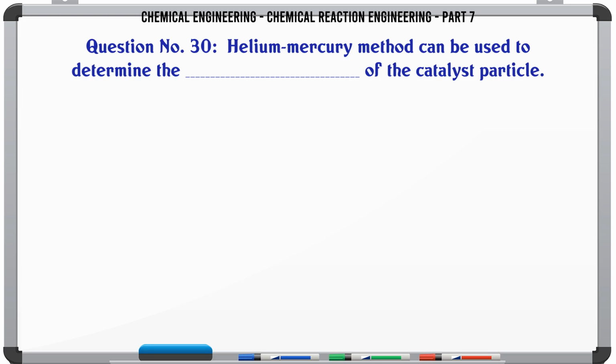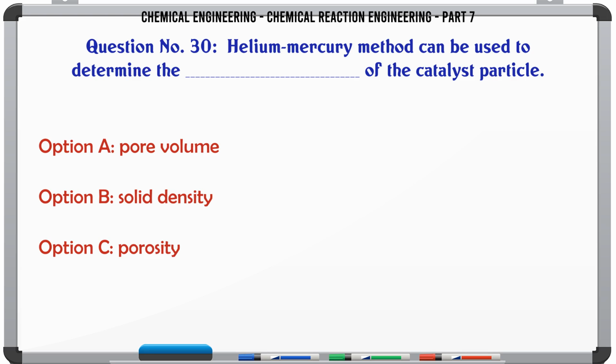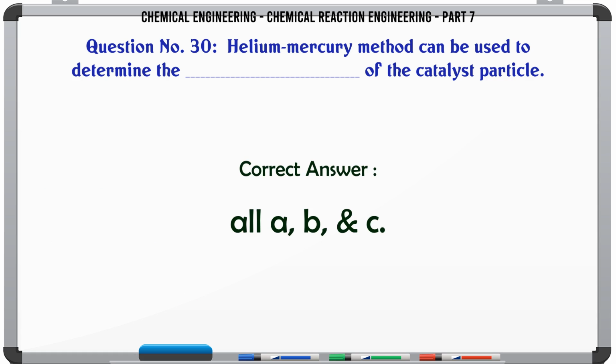Helium-mercury method can be used to determine the of the catalyst particle. A. Pore volume. B. Solid density. C. Porosity. D. All ABC. The correct answer is all ABC.